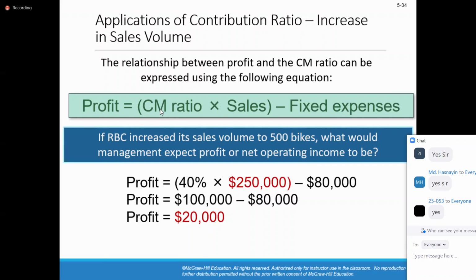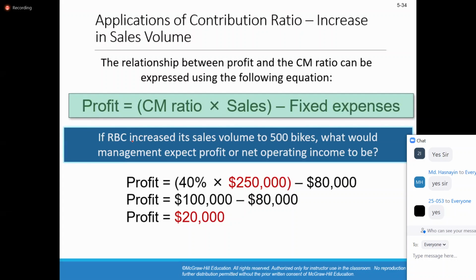So this is the total scenario, how we can get the profit using the contribution margin ratio. What we need to do is the same thing we learned before, but we are expressing it in a more formal way. We need to multiply the sales by the contribution margin ratio, and we need to subtract the fixed expenses. So this is the way the equation can be helpful, and this is one way of formalizing what we have learned.